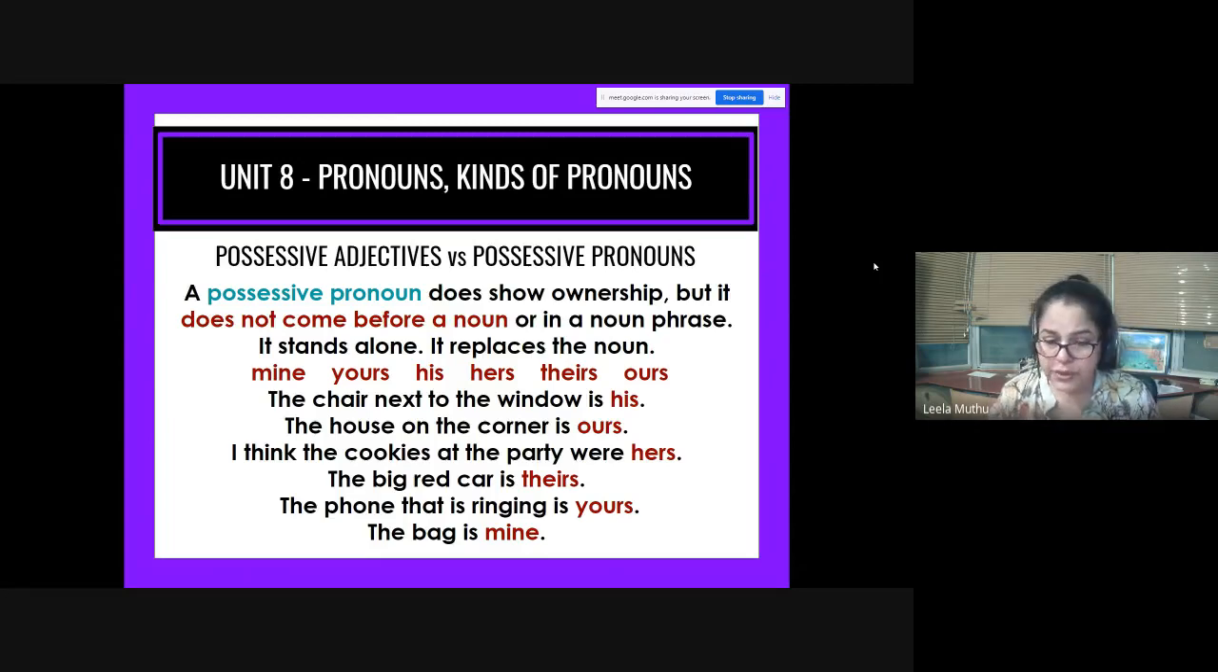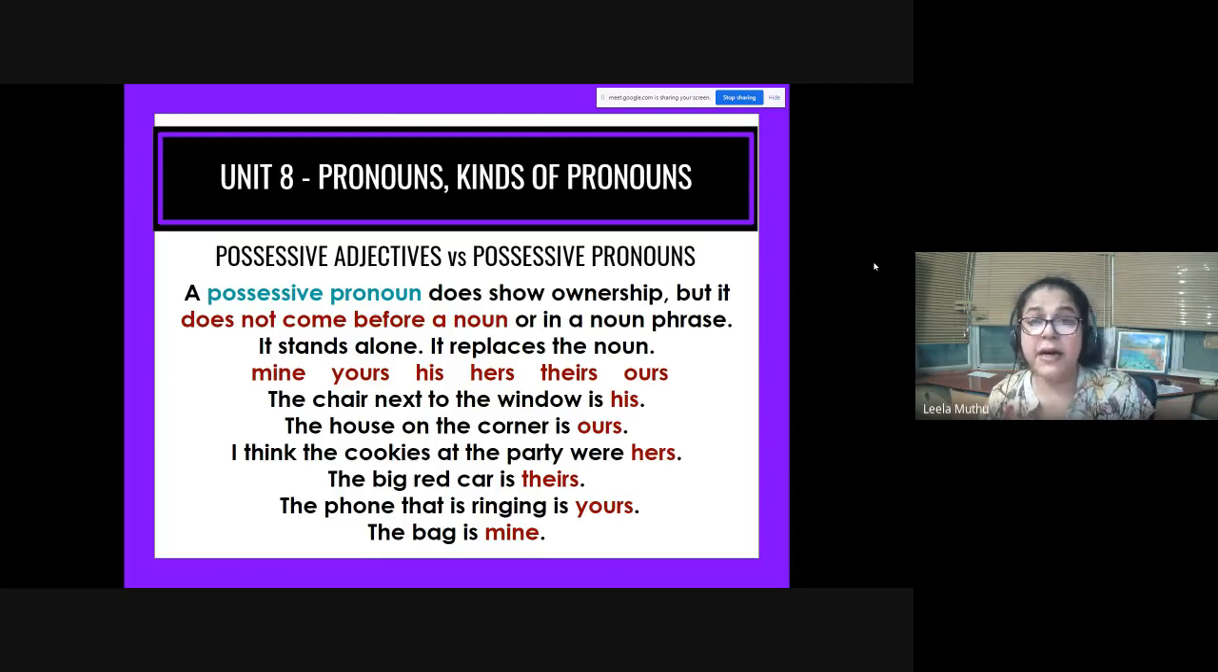All right. So let's go through the sentences, just the ones on the slide. The chair next to the window is his. His is replacing a masculine singular noun. The house in the corner is ours. This pronoun is replacing the plural noun, which is me, with somebody else. Okay. And then I think the cookies at the party were hers. Let's say this is Pamela, and the cookies at the party are hers. You know I'm talking about Pamela. Okay. And the cookies belong to her.